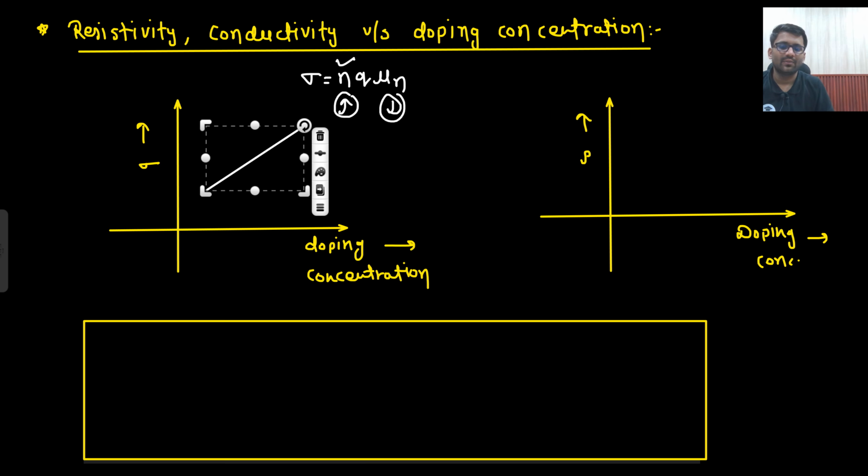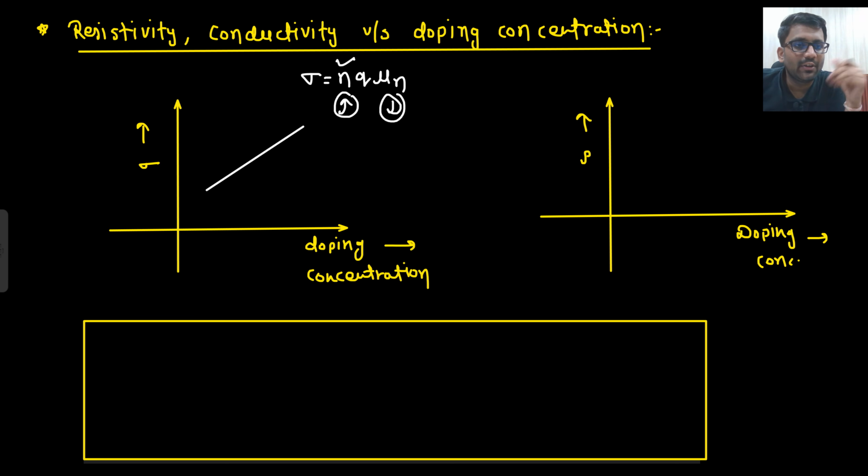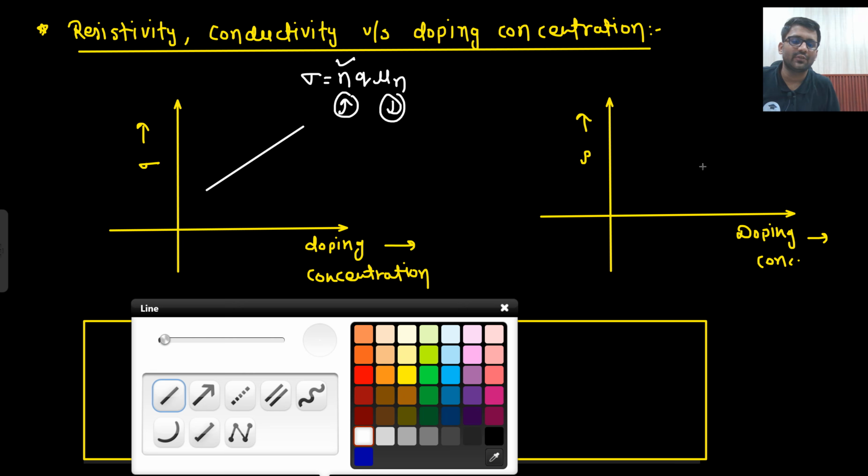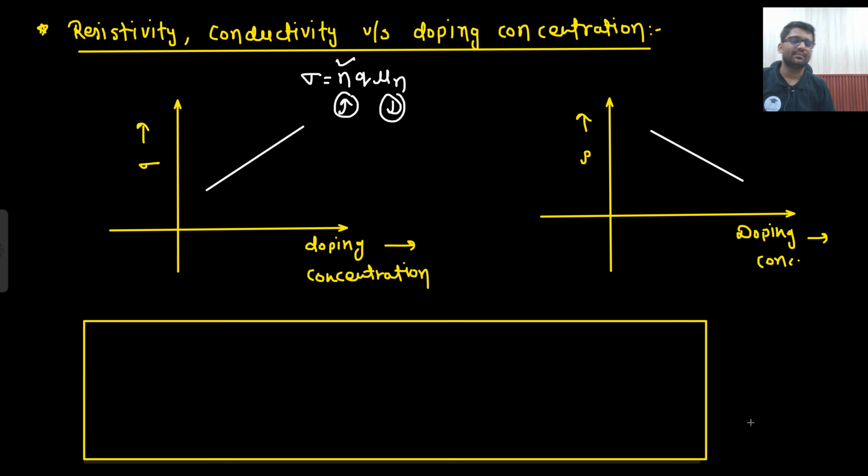And just think about it, if we are doping, why are we doping? To increase the conductivity only, no? So if we are doping, then conductivity should increase. And what about the resistivity? They are inverse of each other, so resistivity will decrease.